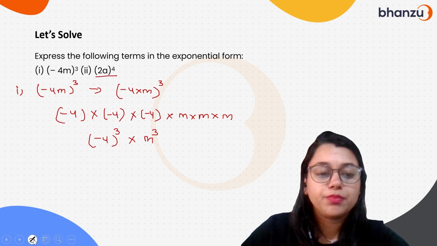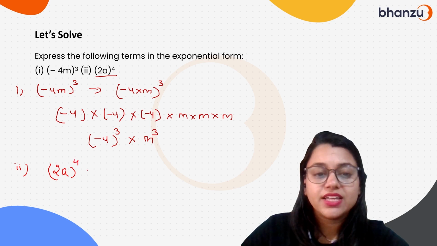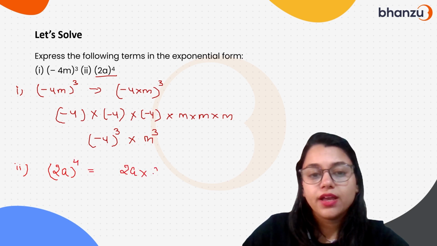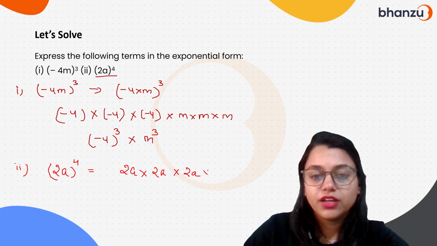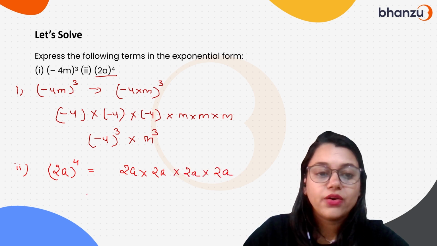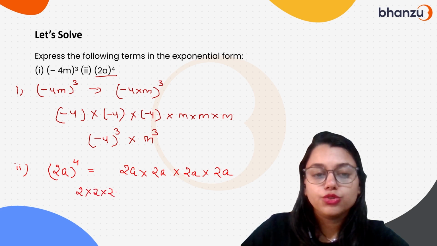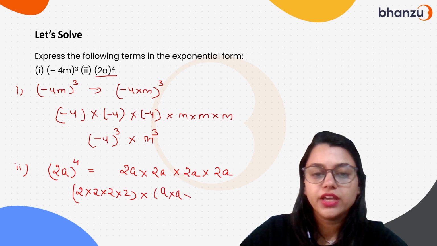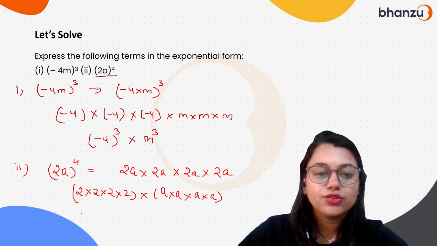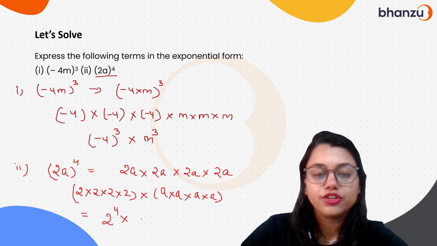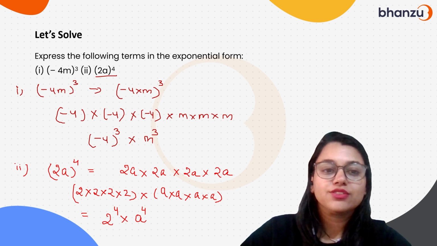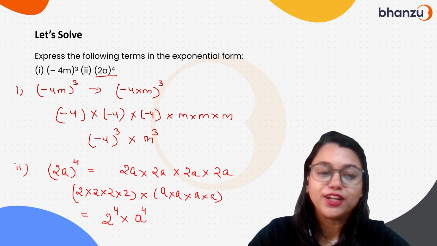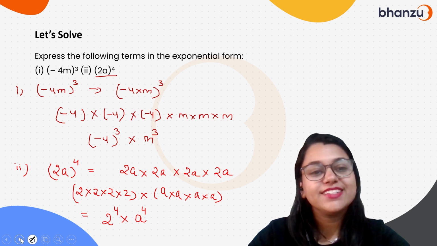2a whole raised to the power 4 means what? In this question, how will we solve it? We have to multiply 2a by itself 4 times. So 2a into 2a into 2a into 2a. Now I can write it as 2 into 2 into 2 into 2, multiplied by a into a into a into a, right? So this will give us the answer 2 raised to the power 4 into a raised to the power 4. So this is how we can express this in the exponential form. Understood? Let us see the next question now.